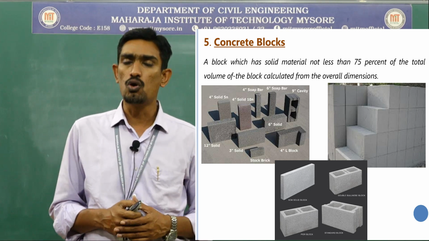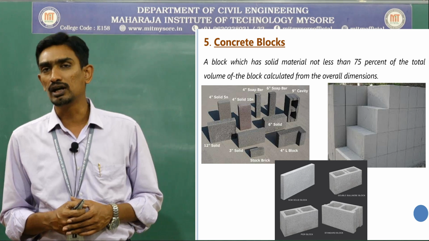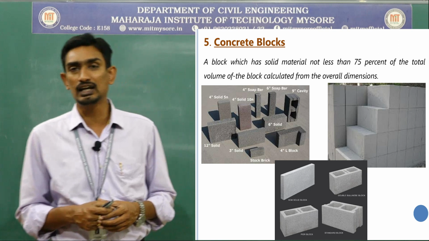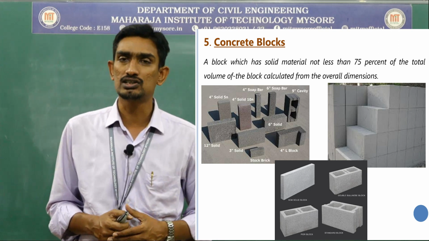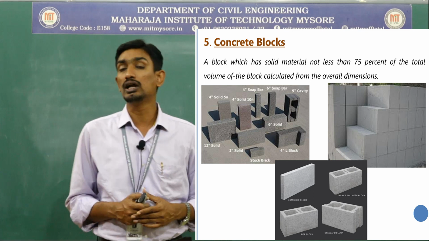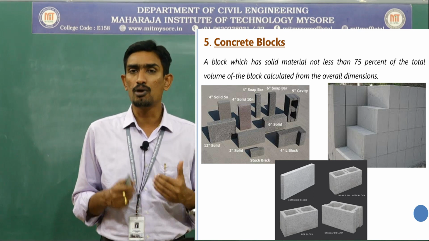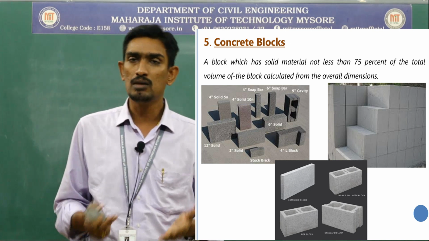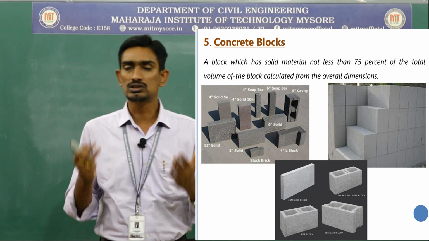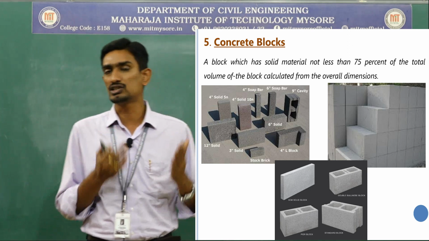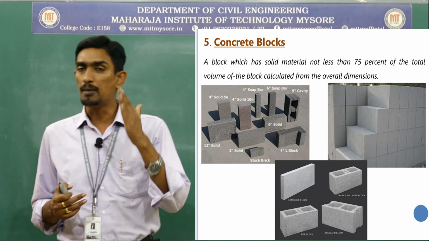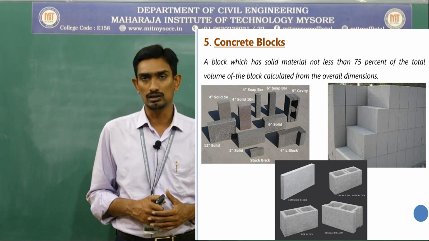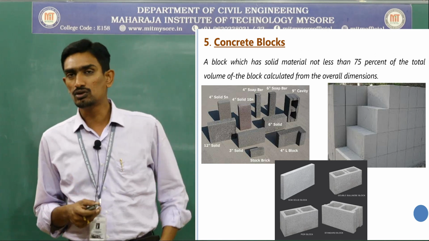So as per the IS code, we will define what a concrete block is. The codal provision we follow for the concrete block is IS 2185. I think in the last session I highlighted the Indian standards. Whatever blocks we use for construction, whether it is size, strength, water absorption or anything else, those characteristics or properties we discussed in the last session should be abided by each block before using it as a construction material.